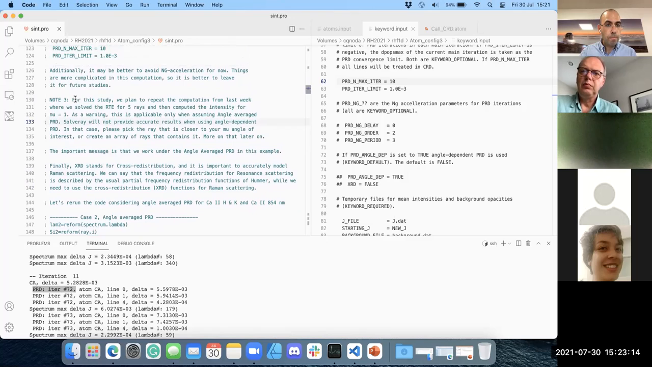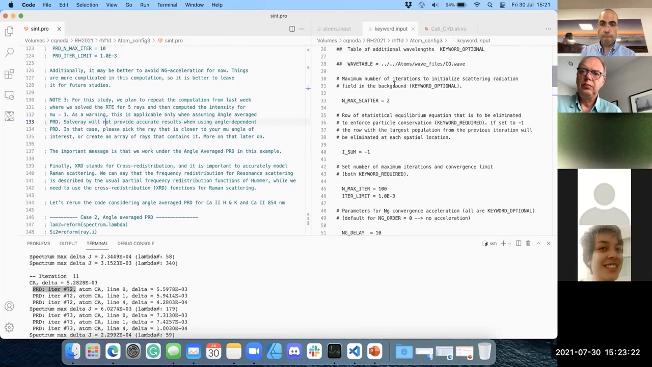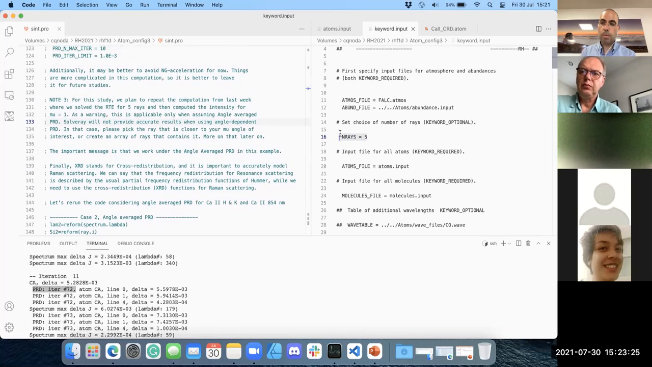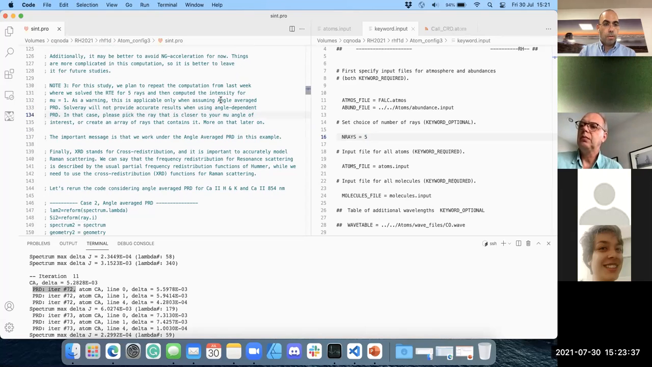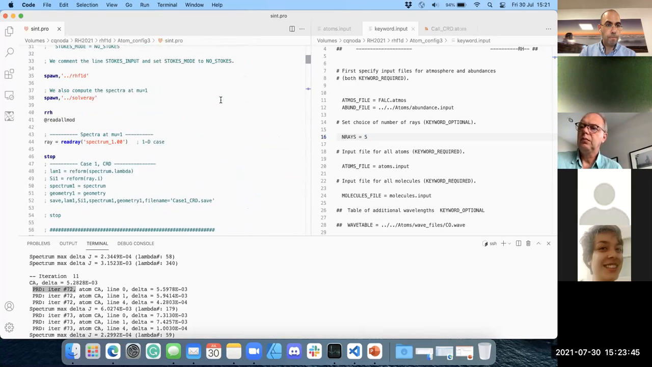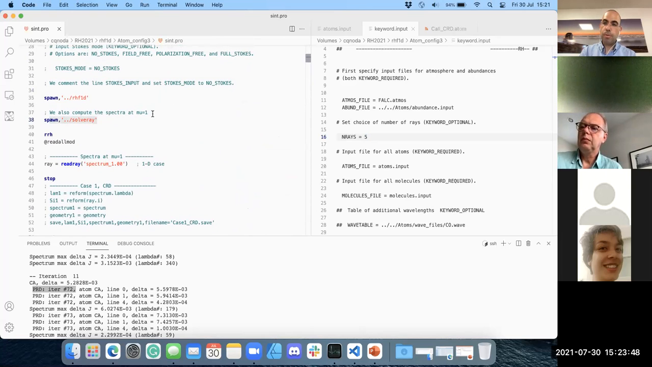So what I was saying is that for this study, we just do the computation from last week where we had 5 rays. Remember that we were saying that RH is solving the radiative transfer equation for different heliocentric angles, and this depends on the number of rays that you have here. So then what we are doing is solving the 5 rays and then calling solve ray for computing the radiative transfer or the profile at heliocentric angle equal 1.